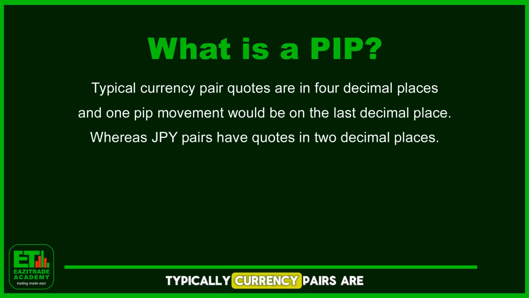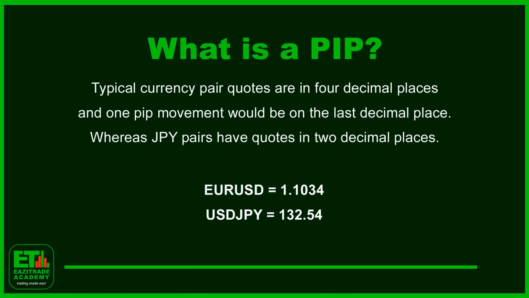Typically, currency pairs are quoted to 4 decimal places. Alright? And a 1 pip movement would be the last decimal place. While for JPY pairs, it's 2 decimal places. So stay with me as I explain further.